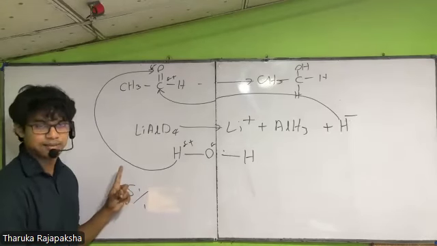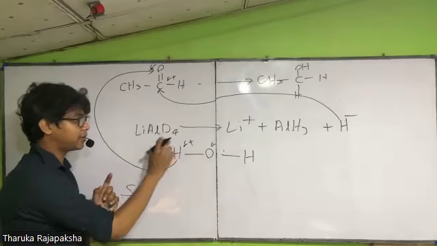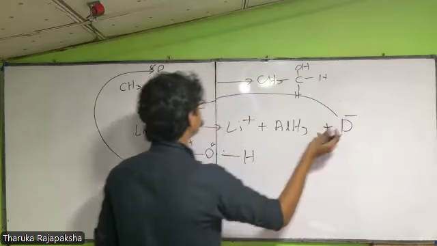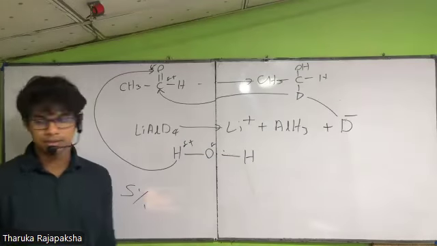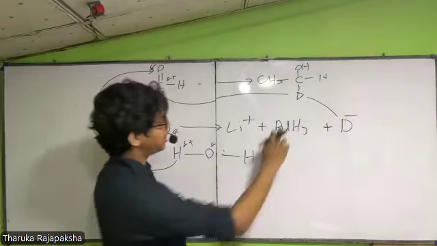The chance of asking this is 5%. If this was D4, then this one will become D minus. Then this one will become D minus, right? So this one will be D.